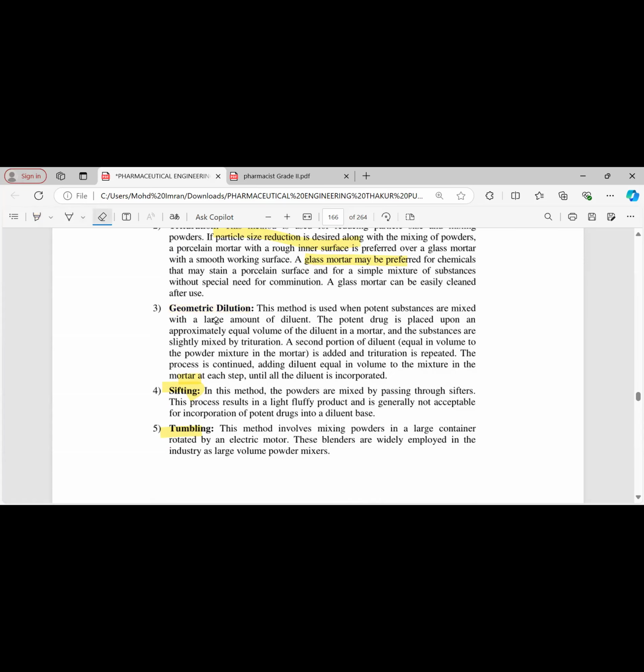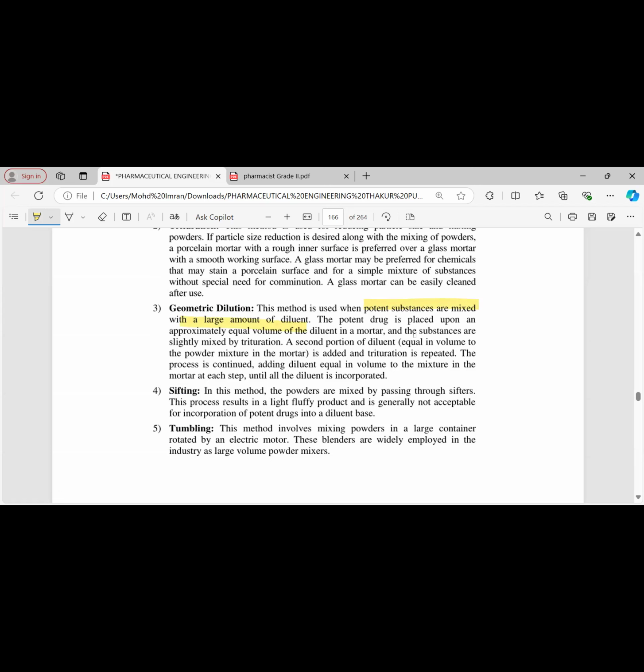In geometric mixing, we mix slowly in calculated proportions. For example, if you are going to mix 1 mg of API in 10 mg of diluent, you will take 1 mg of API and 1 mg of diluent only. Mix them together, and both become 2 mg. Now 2 mg of this mixture with 2 mg of the excipient, 2 plus 2, 4. Now 4 plus 4, 8. Then you add the remaining amount. So in geometric mixing, small proportions are mixed progressively. This method is used for potent substances mixed with a large amount of diluent.